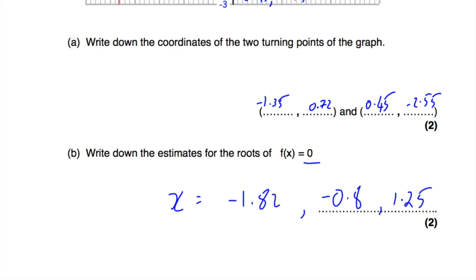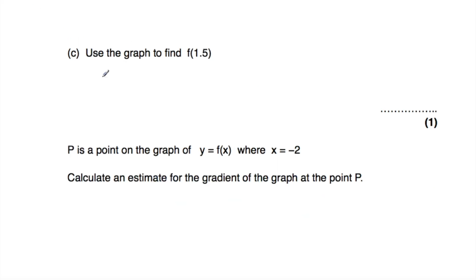Okay, and then if we carry on, part C. Part C says use the graph to find f of 1.5. So notice it was y equals f of x. And here the x is changed to 1.5. So in other words, it's asking us if we have a value of x of 1.5, what value would we get for y? So let's have a look at that.